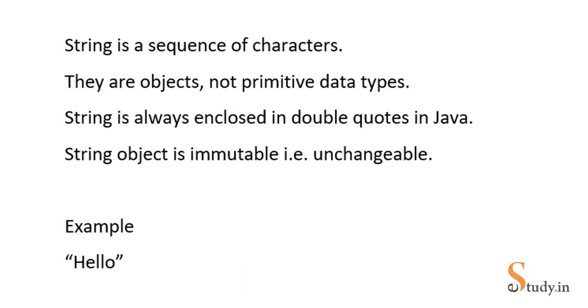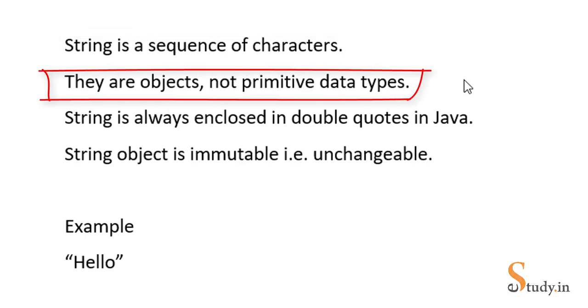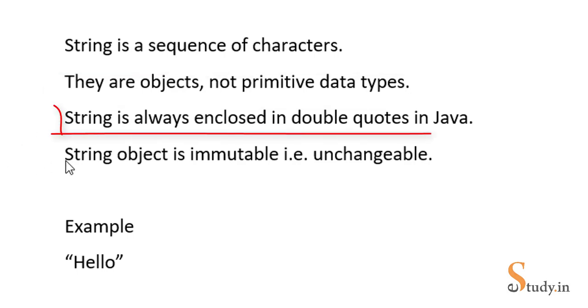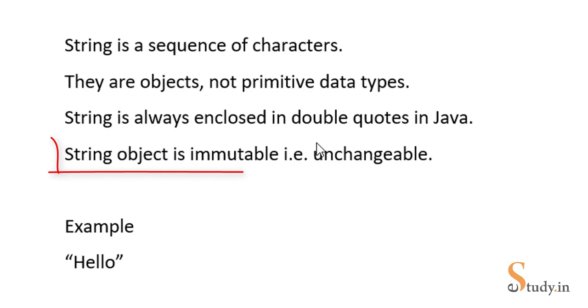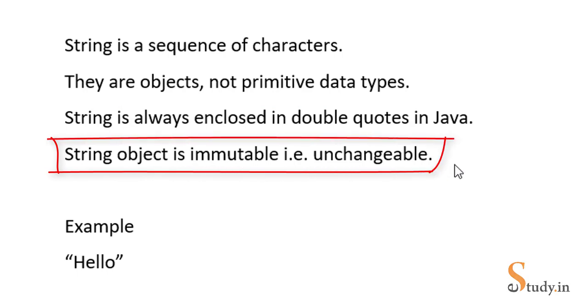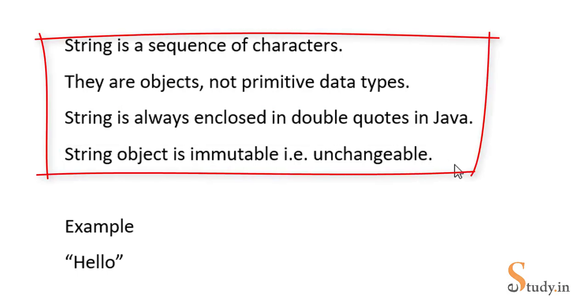Hi everyone, in this video we'll learn about strings. Firstly, a string is a sequence of characters, and strings are objects, not primitive data types. In Java, a string is an object, remember this. A string is always enclosed in double quotes in Java, and a string object is immutable, that means unchangeable. So these are the four things which we need to remember.